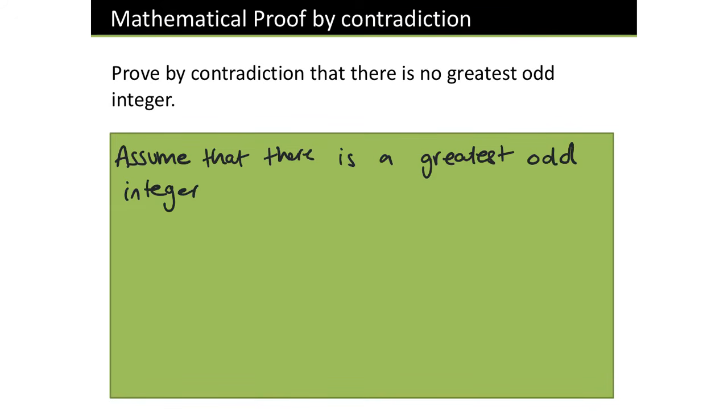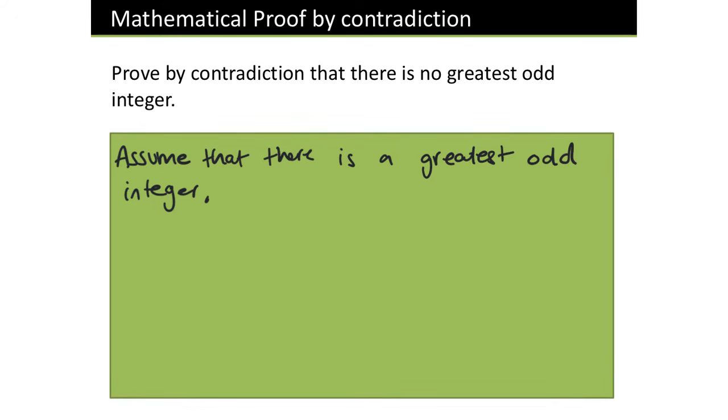Okay, so we're going to prove by contradiction that there is no greatest odd integer. So step 1, what are we going to assume? So assume that there is a greatest odd integer. Okay, if we assume that there is a greatest odd integer, everyone happy with this first statement? Okay, so first of all, now I need to write down what is 2n plus 1. 2n plus 1. Okay, so we've now done our assumption.